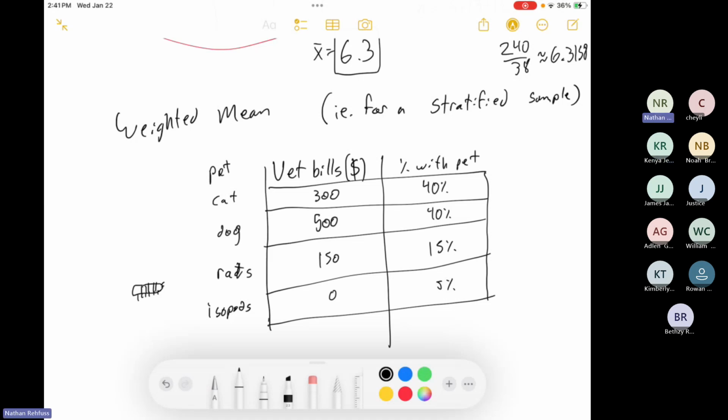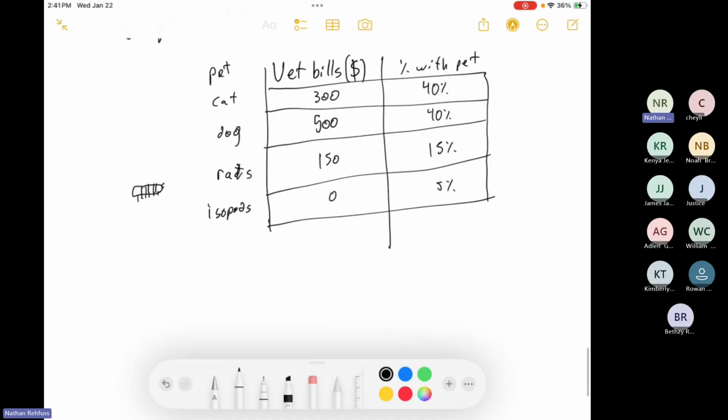But now I took a stratified sample, which means I got 40 cat owners, 40 dog owners, 40 rat owners, and 40 isopod breeders. I can't just take 300 times 40 plus 500 times 40, because out in the real world, cats and dogs are a lot more popular than rats and isopods. So what I'm going to do is the same formula, basically. Multiply x by the weight, and then divide by the sum of the weights. In this case, these four numbers add up to 100%.